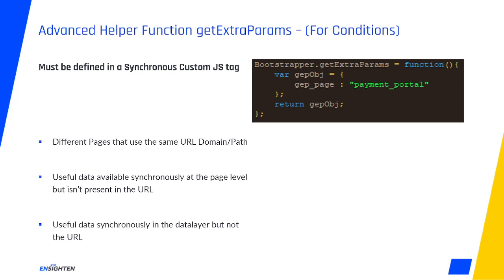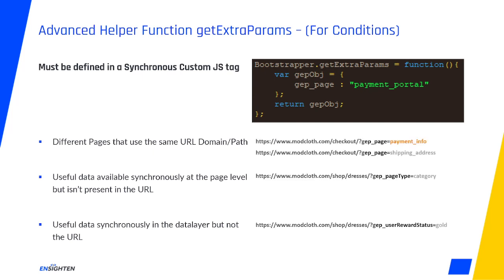What this function does is add extra parameters to the URL that's being delivered to the server component in order to fetch your asynchronous page tags. Your current page URL might look like modcloth.com/checkout, and getExtraParams can add a query param to that to make it modcloth.com/checkout with the added query param GEP-page equals payment info. In this way, the conditions for serving tags can use that parameter as extra decisioning logic.